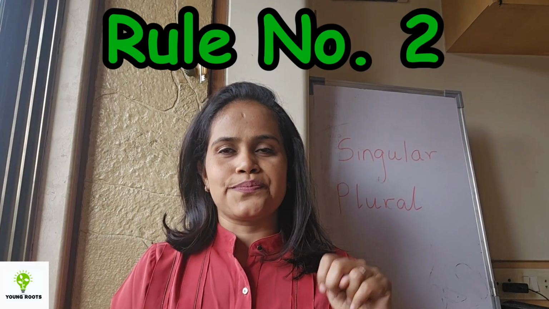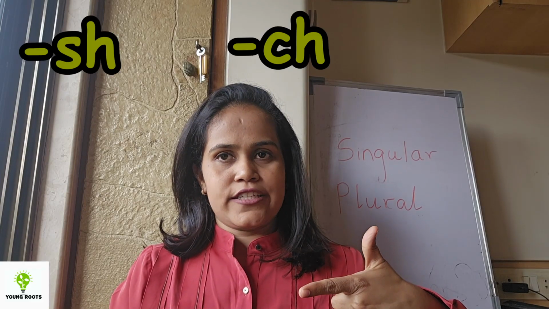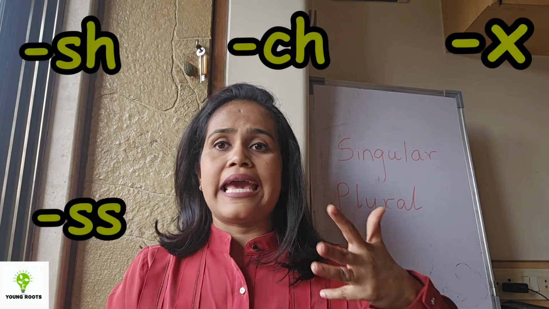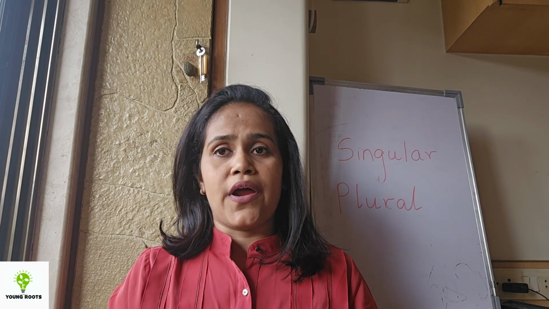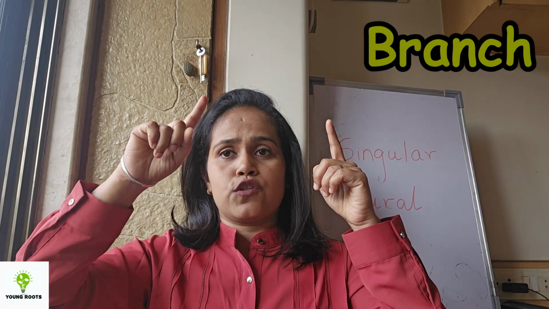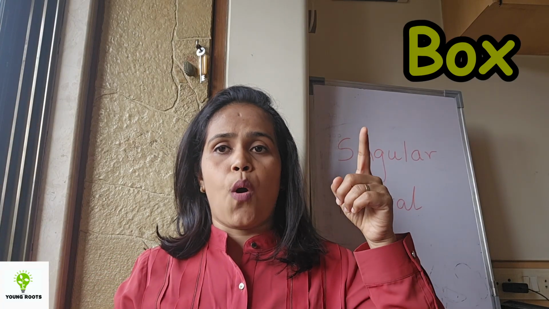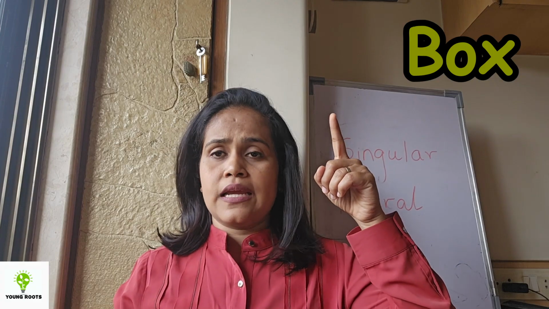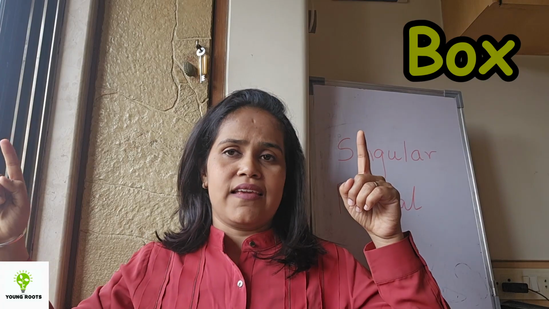Rule number 2. Words ending with CH, SH, X, SS or S. Add an ES to make it plural. For example, branch. The word is ending with CH. So you have to make it plural by adding ES. Branches. Okay. Next one. Box. Okay. It's ending with an X. So how do you make it plural? By adding ES at the end.